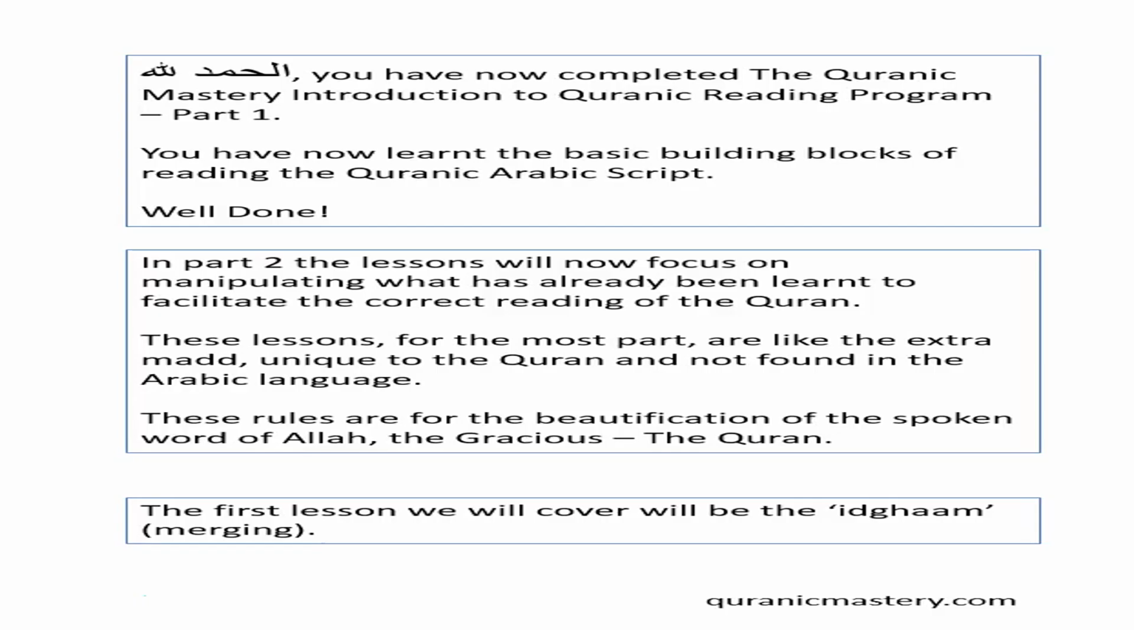So, Alhamdulillah, you have now completed Quranic Mastery Introduction to the Quranic Reading Program, Part 1. You will now have learned the basic building blocks of reading the Quranic Arabic script. Well done. In Part 2, the lessons will now focus on manipulating what has already been learned to facilitate the correct reading of the Quran. These lessons, for the most part, are like the extra med, unique to the Quran and not found in the Arabic language. Okay, so if you remember the extra med, where we stretch the harakah for four lengths, or 4 harakat length, then that is unique to the Quran.